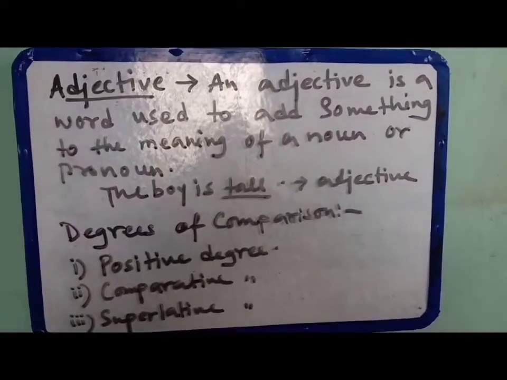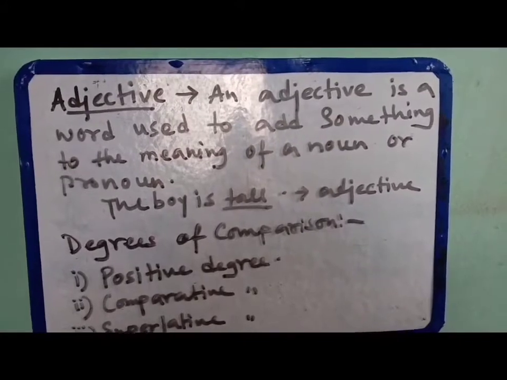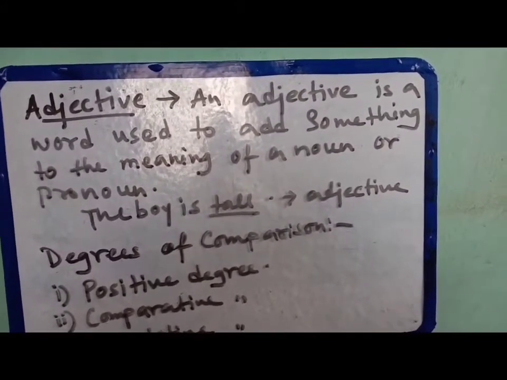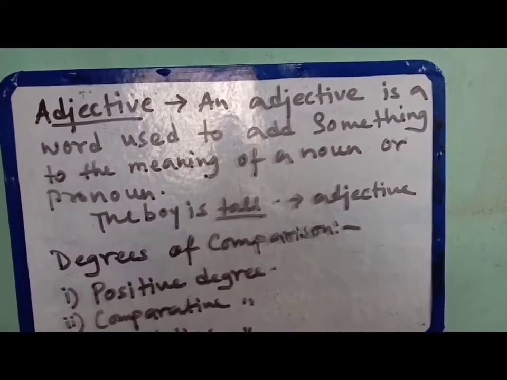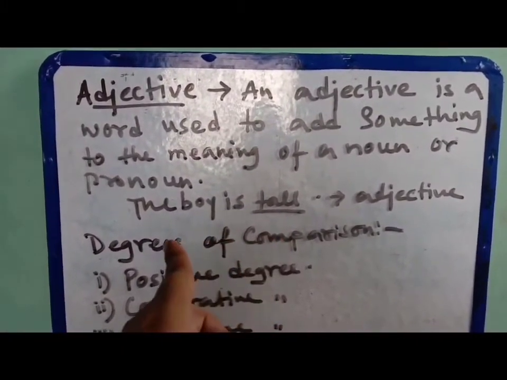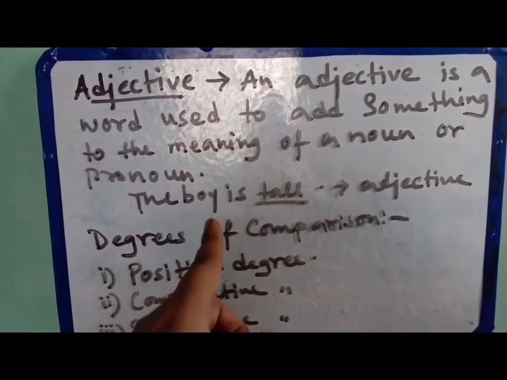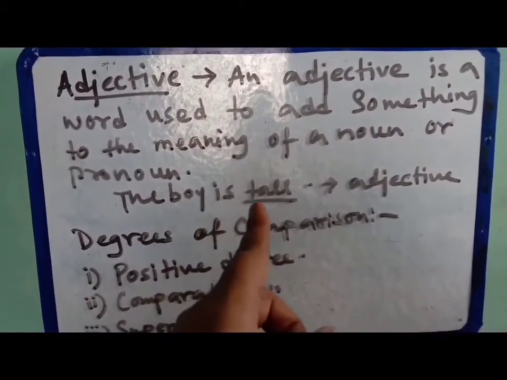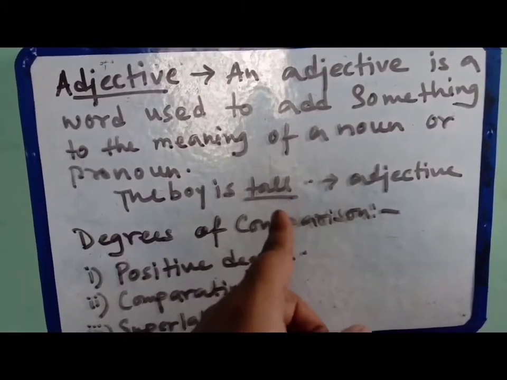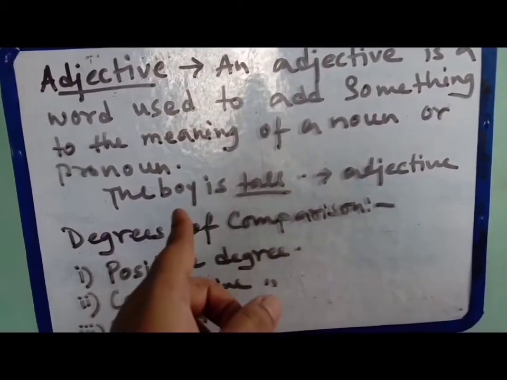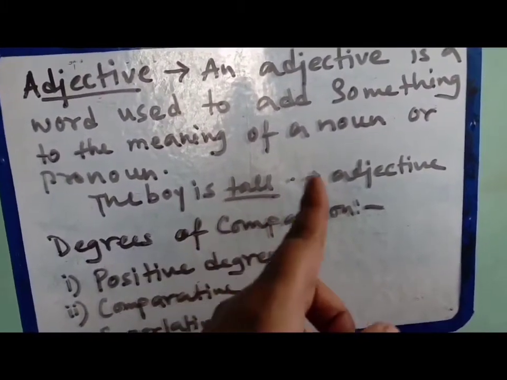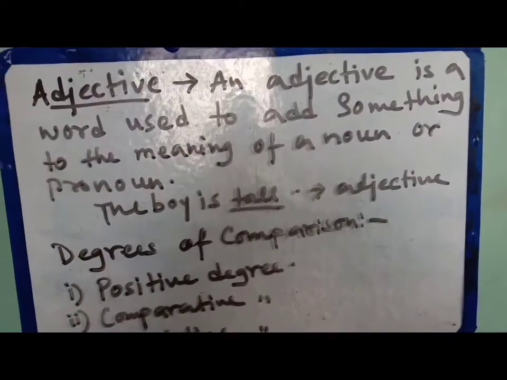I have written first what is called an adjective. An adjective is a word used to add something to the meaning of a noun or pronoun. So here you can see, the boy is tall. Where is the noun here? The boy is the noun, and this word tall is the adjective. Why? Because this word is actually telling about the noun boy. How is the boy? Tall. So this will be the adjective that you know very much.